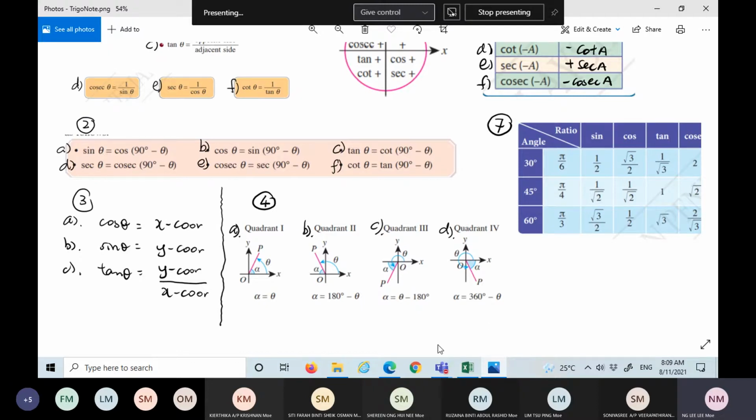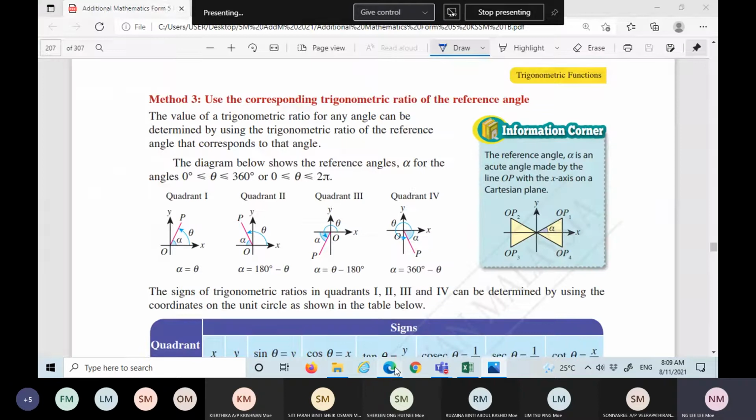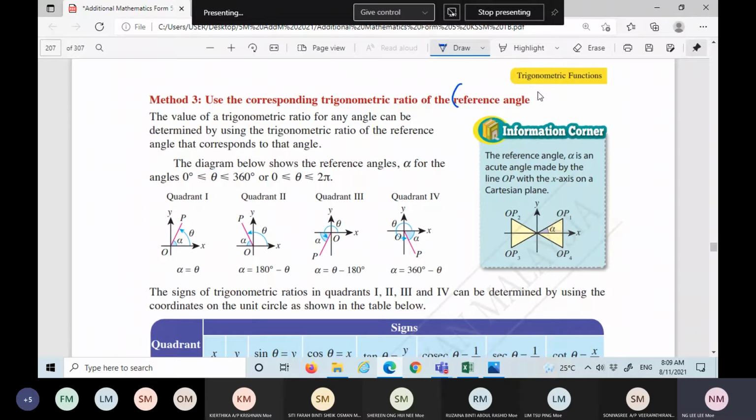So I go back to the textbook. This is the one. You will write the index for today, reference angle. Today is what? 11. So this is method 3. We have to get the reference angle, so that we can find the trigo ratio.